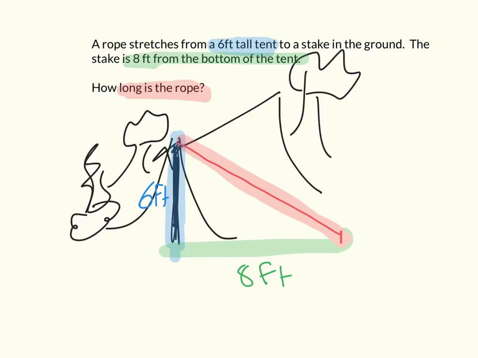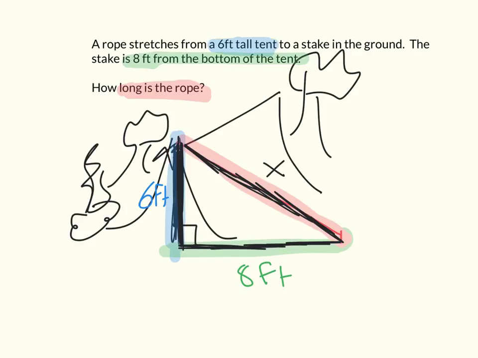To use the Pythagorean theorem, I need to find a right triangle. Do you see a right triangle here? I do. Right up here, I've got my tent pole going up, I've got my rope coming down, and then I've got the distance between the bottom of the tent and the stake that holds the rope into the ground. There's my right triangle. So now I can find my missing value, my hypotenuse, which is going to be the length of the rope.